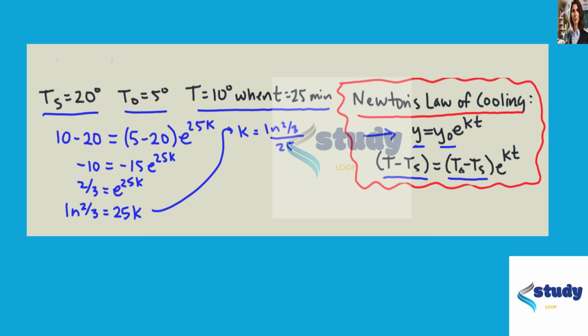So we substitute that into our equation, and we have T minus 20 equals T naught, which is going to be 5 degrees for the duration of the problem. So I'll just go ahead and have that 5 minus 20, that negative 15 there, times e to the natural log of 2/3 over 25 times time. So there's our model that we're going to use to find the answers to parts A and B.